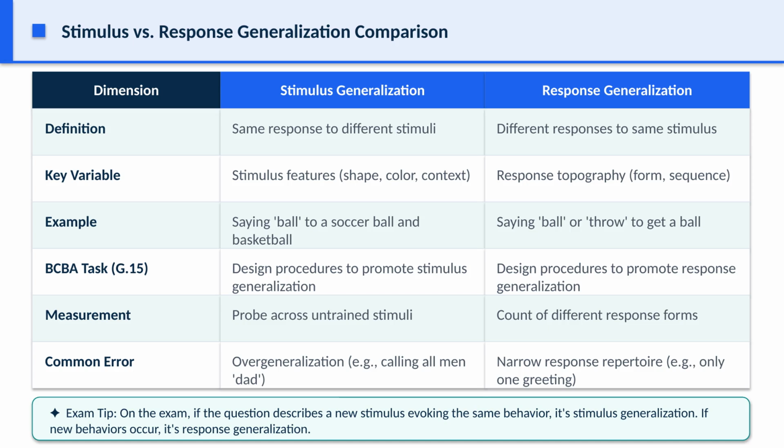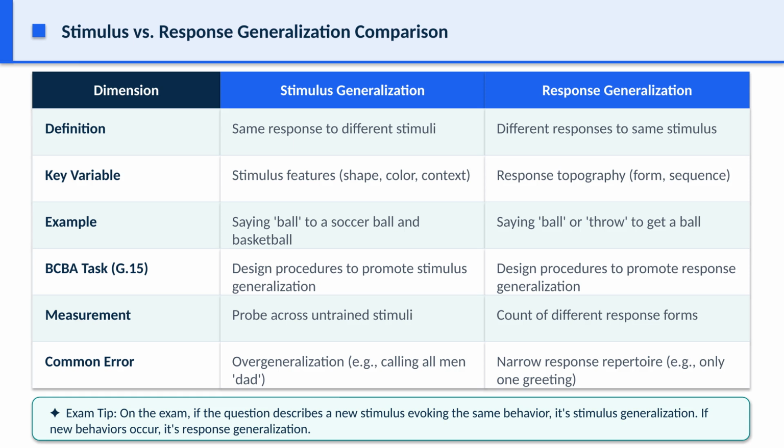This slide clarifies the critical distinction between stimulus and response generalization, both of which are core concepts for the BCBA exam. Stimulus generalization occurs when the same response is emitted across different stimuli, such as a child saying ball to both a soccer ball and a basketball. The key variable here is shared stimulus features like shape or color. Response generalization, in contrast, involves different responses to the same stimulus, like saying ball or throw to request a ball, with a focus on response topography or form.